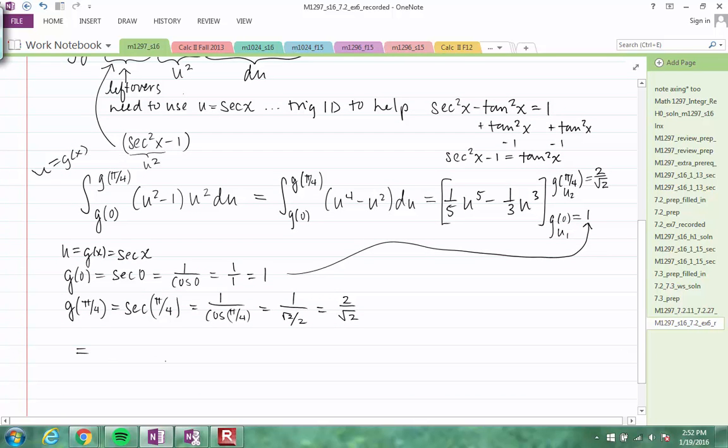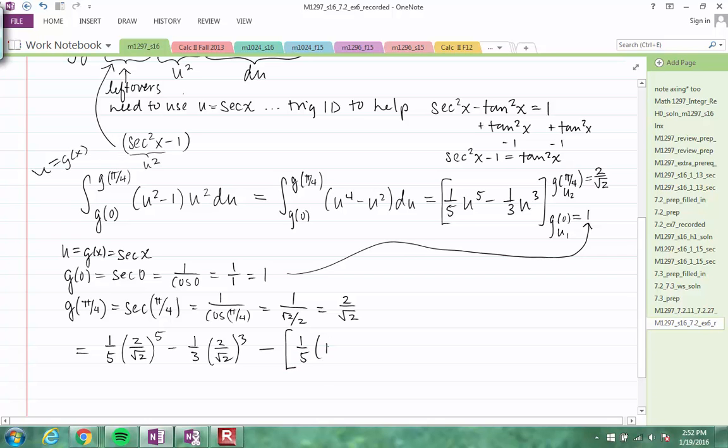Alright, now I'm going to plug in for u. So I have 1/5 times first plugging in 2 over the square root of 2 to the 5th power, minus 1/3 times 2 over square root of 2 to the 3rd power. So that's plugging in 2 over the square root of 2. I'm going to minus, need some grouping symbols, and I'm plugging in 1 for u.